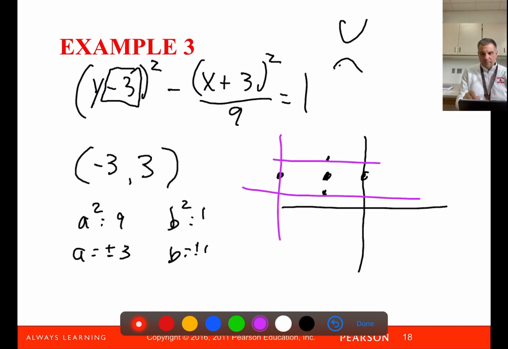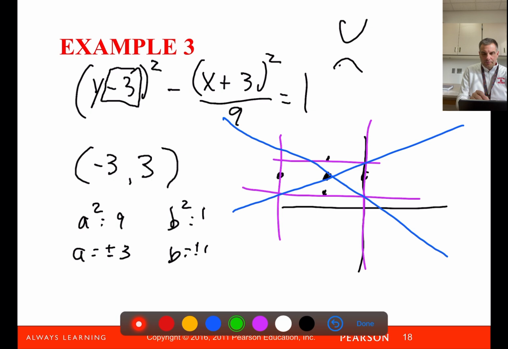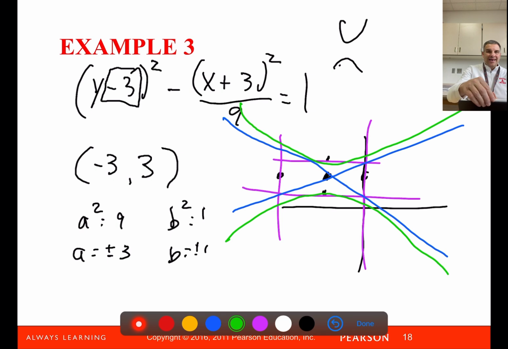Draw our nice fancy lines. Draw our diagonal. It looks like a y. So our graph is going to look something like those green. And you're done. That, my friends, is graphing hyperbolas, or hyperbolas, depending on how you want to say it.